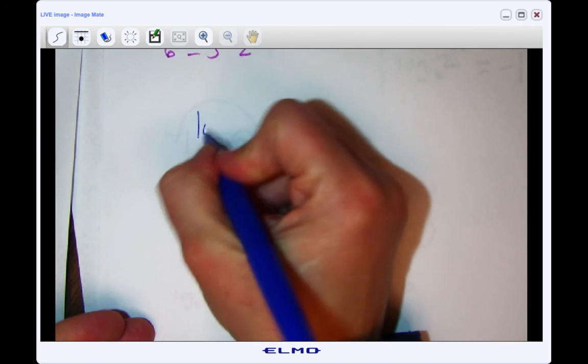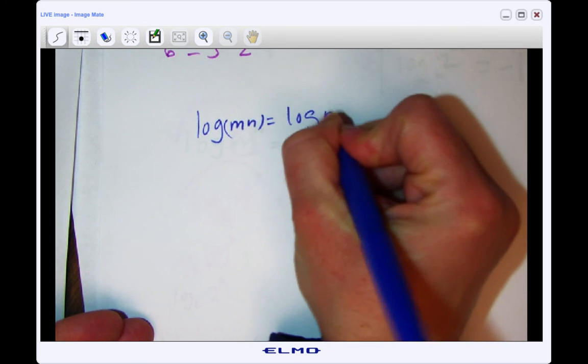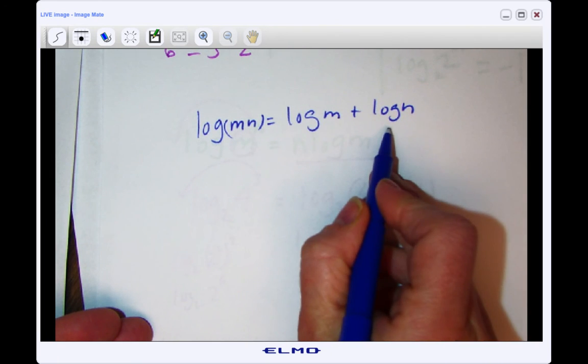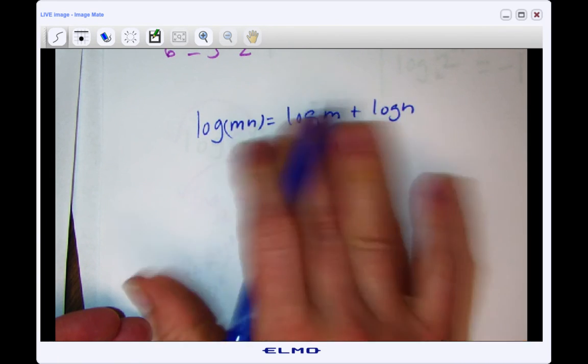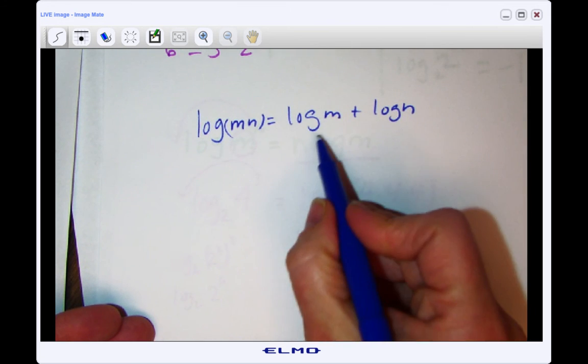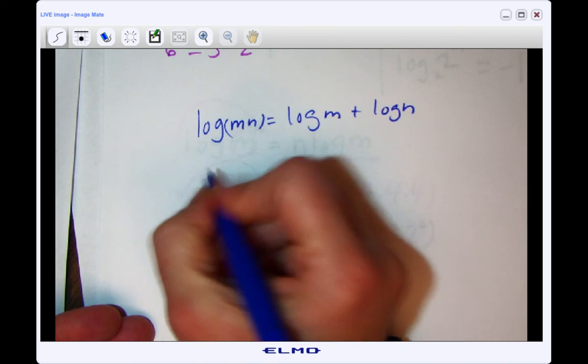We said log base m of n is equal to log base m plus log n. And again, it doesn't matter what the base is here. I just left it as 10, but it could be any base as long as the bases are the same. The bases do have to be the same, though. You can't have a base 2 and a base 4. They have to be the same base.